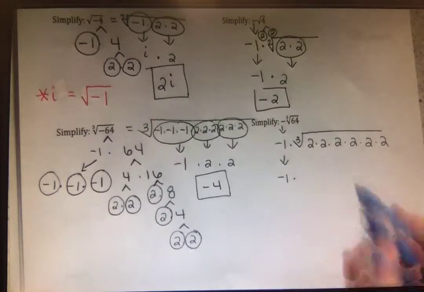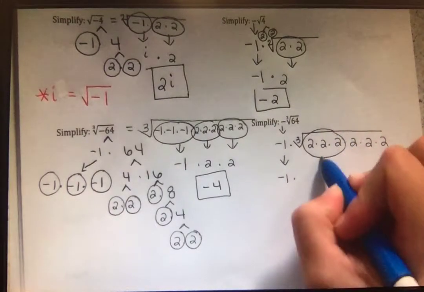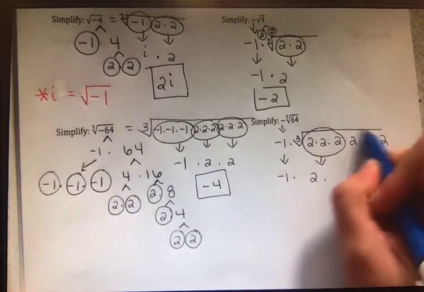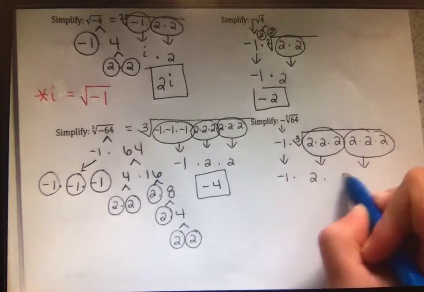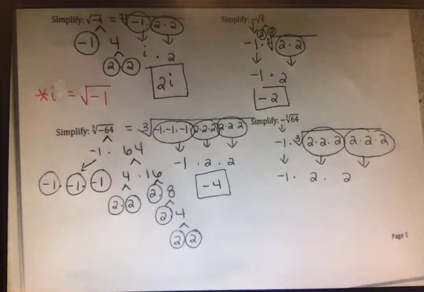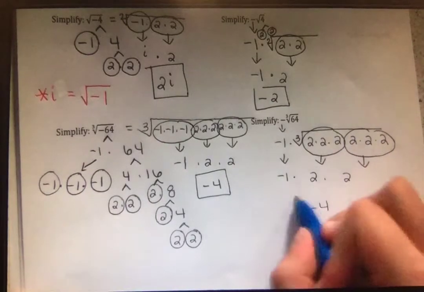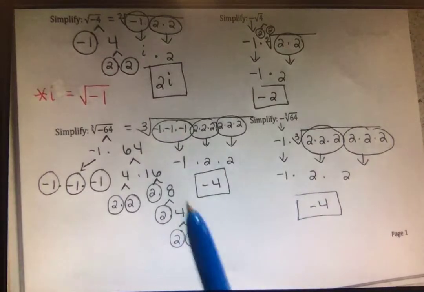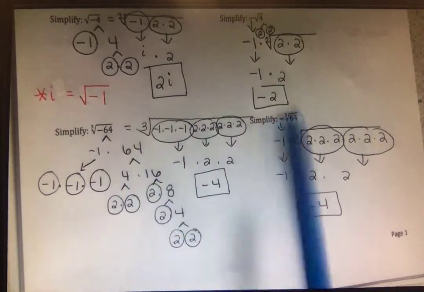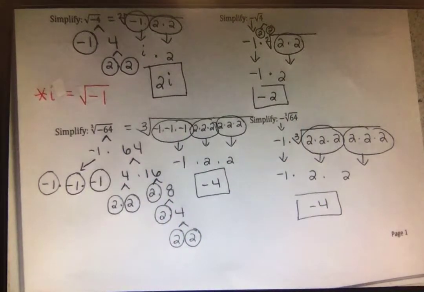We're looking for 3 of a kind. So these 3 2's are coming out of the radical, and these 3 2's are coming out of the radical. Nothing's left underneath the radical, so the radical is going to go away. We're left with negative 1 times 2 times 2, which is negative 4. So this time we have 2 similar looking problems but are very different, but we get the same answer in the end coincidentally.